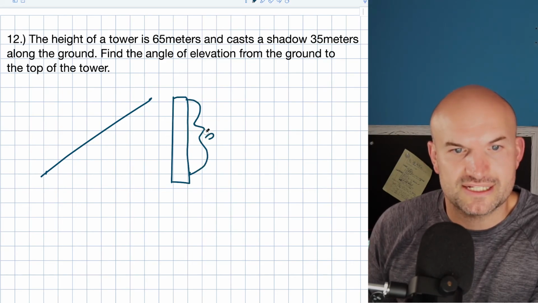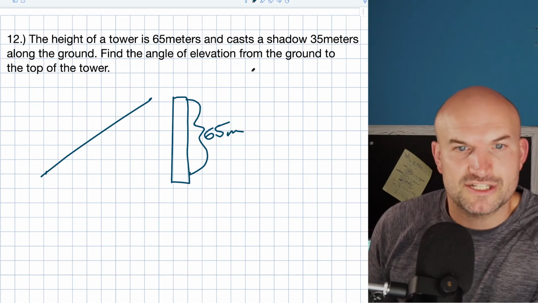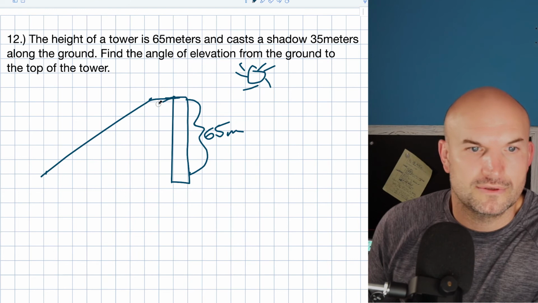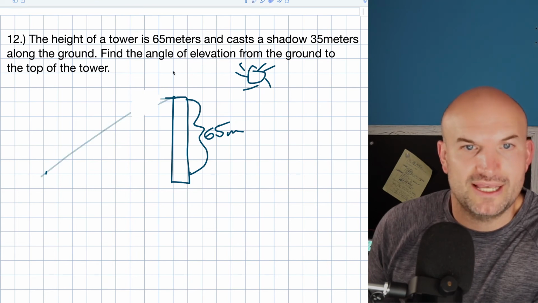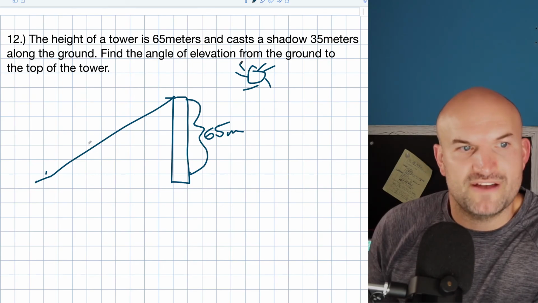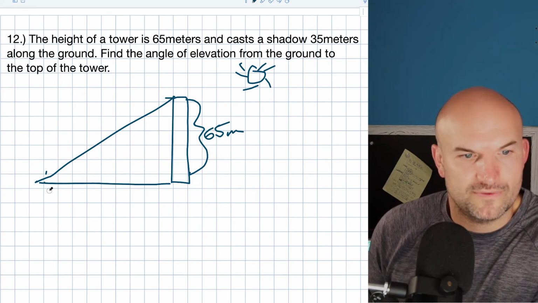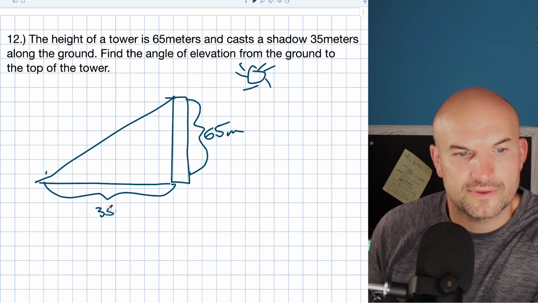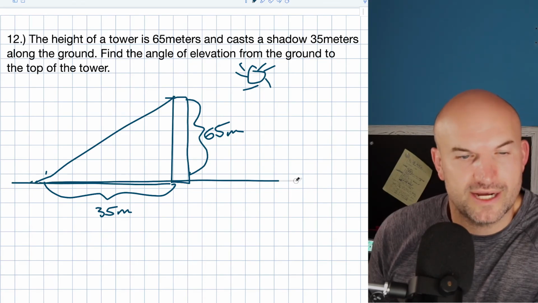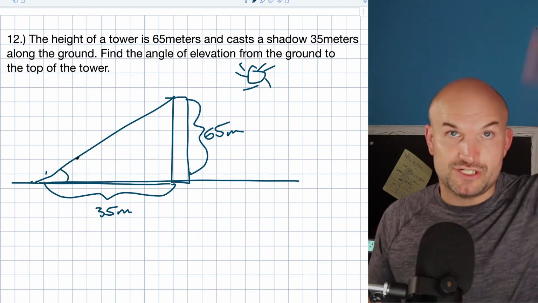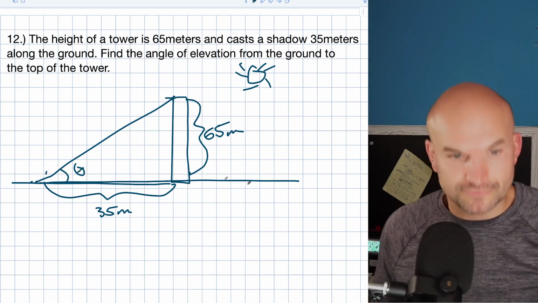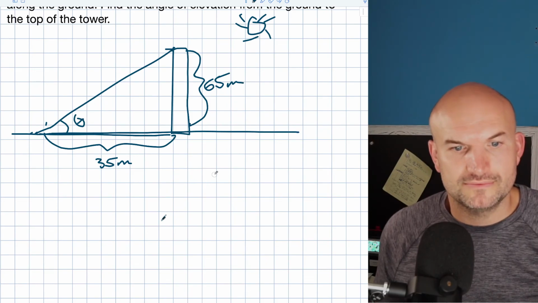Okay, so that's going to be 65 meters. It casts a shadow. So there's going to be some sun here casting a shadow. Right? And that shadow is 35 meters along the ground. Okay, so from there to there, 35 meters. And then it says find the angle of elevation from the ground. So it looks like here's the ground, right? So angle of elevation, remember, is going up to the top of the tower, which is right there. Okay, so basically, guys, we have a triangle.